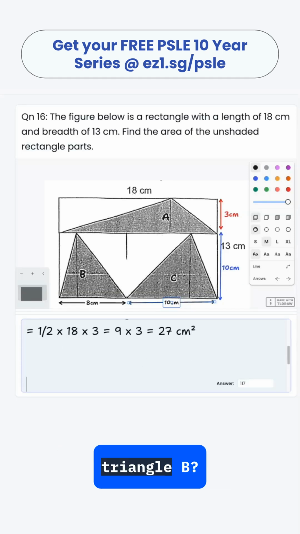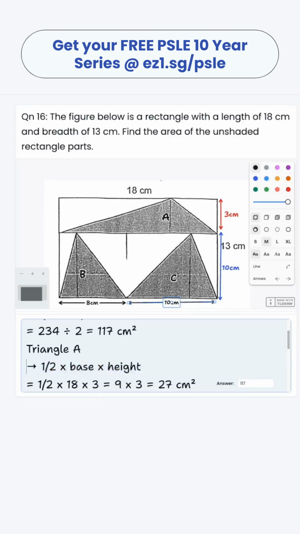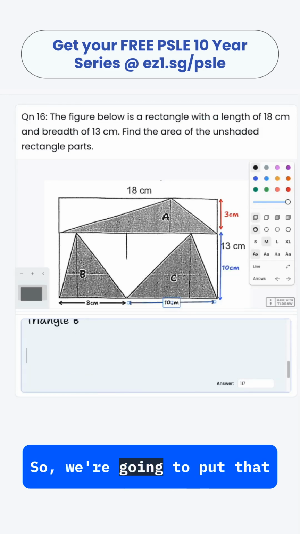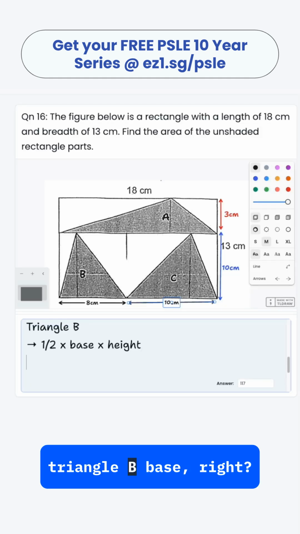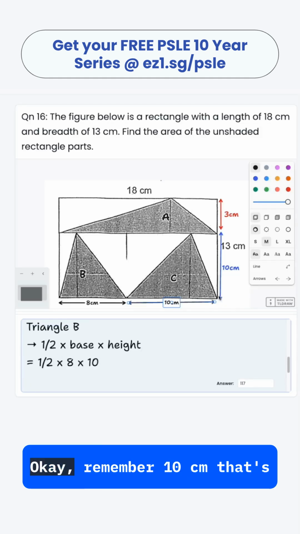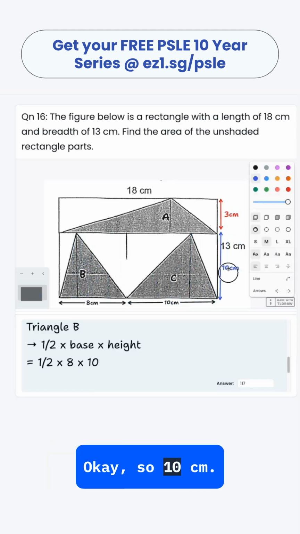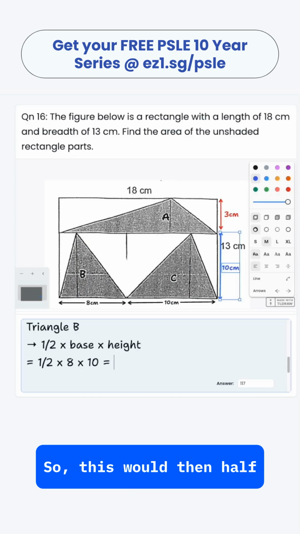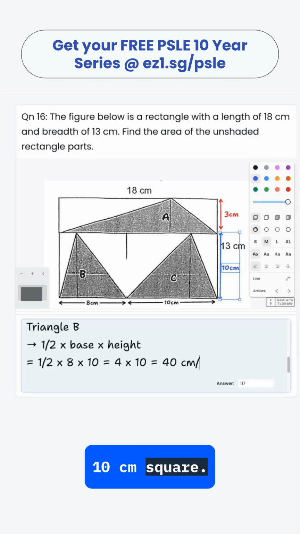What about triangle B? Triangle B, in this case, is the same thing: half times base times height. What is triangle B's base? It's 8. And the height is 10. Remember, 10 centimeters, that's what we put over here. So half times 8 is 4, times 10 is 40 centimeters square.